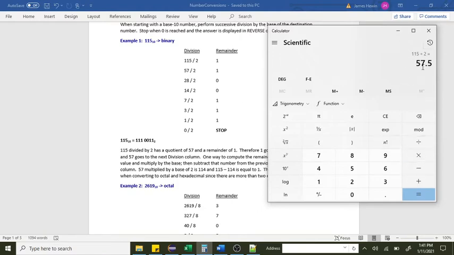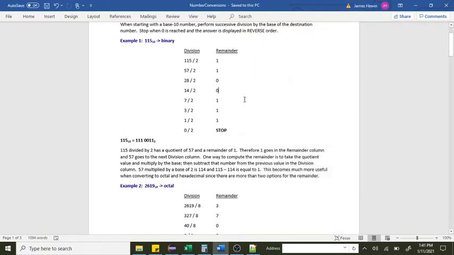But what you can do is just take the 57 and multiply by 2. And that gives you 114. And how far away is 114 from 115? Well, that's a difference of 1. So that's your remainder. And that's what I've said here.